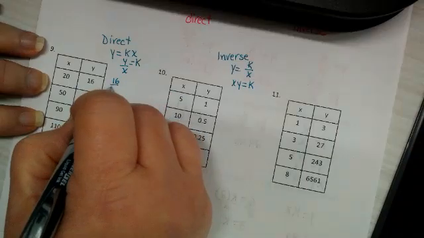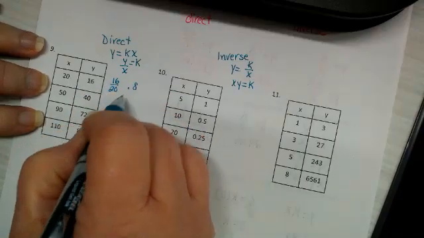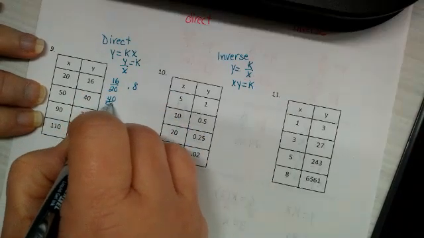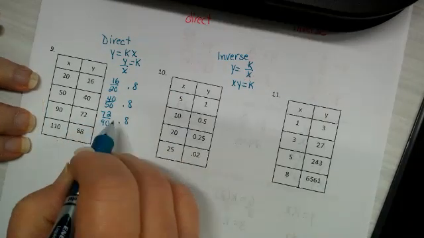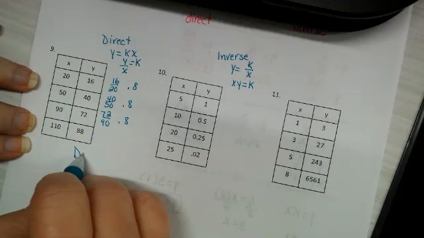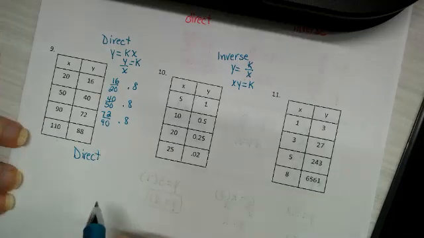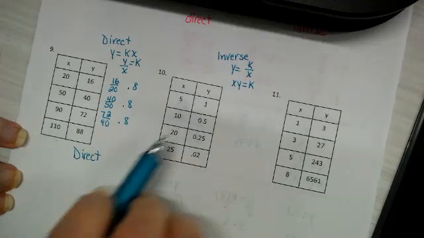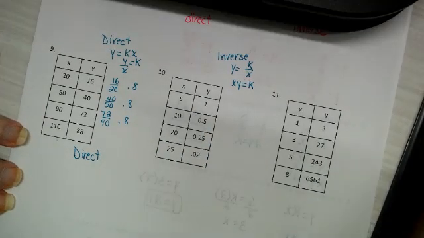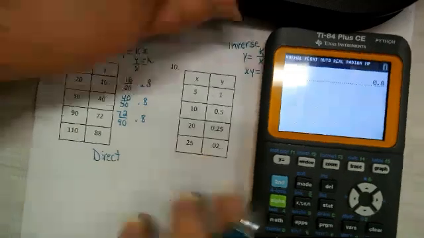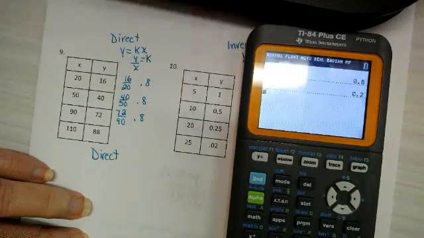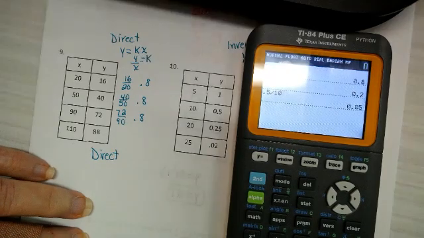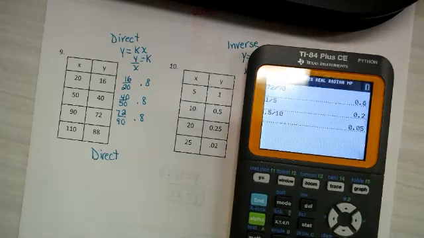So 16 over 20, 0.8. 40 divided by 50, 0.8. 72 divided by 90, 0.8. So this was direct because they divide to a constant. Let's check this one. Now, if I start dividing to see if it's direct, let's see, 1 divided by 5, and then 0.5 divided by 10, those are not the same number. So I know it's not direct.